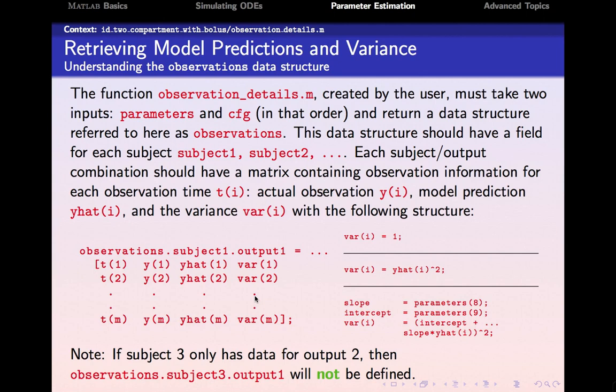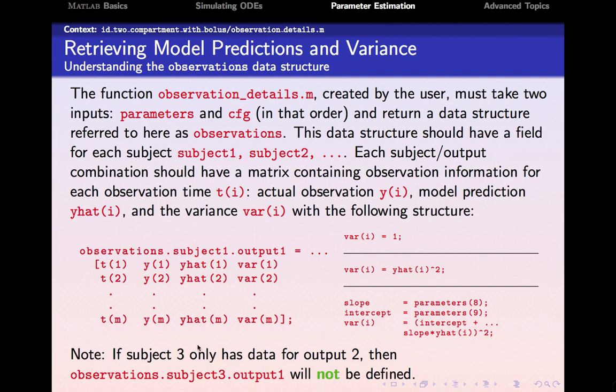Now, if you just want to use simple sum squared error, then you just set the variance equal to 1. If you want the variance to be equal to the square of your model predictions, you just set it equal to y hat squared. And if you want to do something more complicated, you can define the slope and the intercept based on the system parameters, that are the variance parameters that are sent in, and then you can calculate the variance as a model based on your predictions as well.